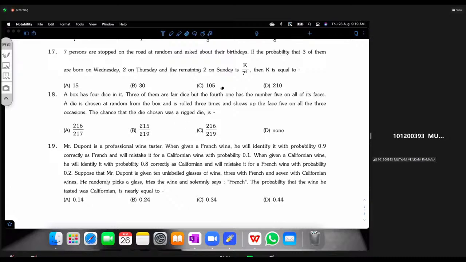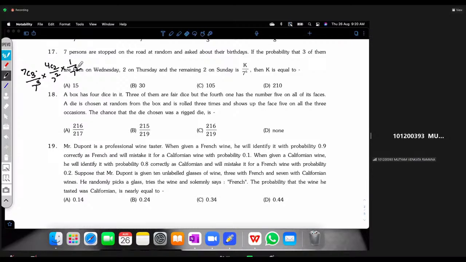How did you get? Sir, probability of 3 people out of 7 born on Wednesday, so I had taken 7C3 by 7 cube. And 2 people out of the remaining 4 born on Thursday, so 4C2 by 7 square. Again, the remaining 2 born on Sunday, 2C2 by 7 square. Yes, sir.